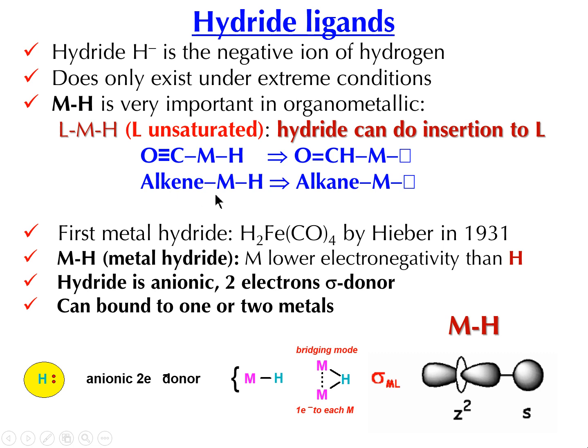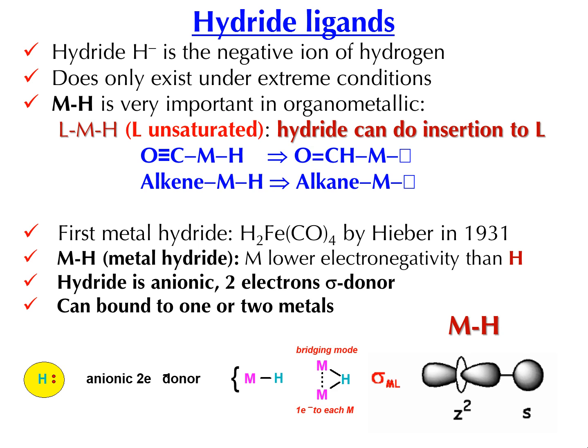In the same way, in alkene M-H, the hydrogen will migrate to the alkene to form an alkyl and a vacant site on M. So the hydride in organometallic complexes is the key to transform the carbonyl C≡O to aldehyde groups C=O-H, and the transformation of alkene to alkane.